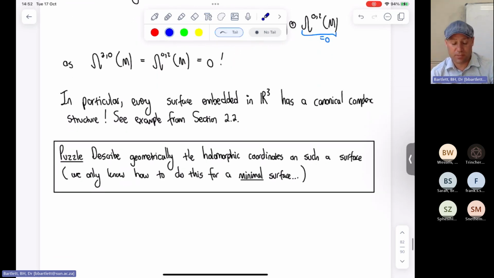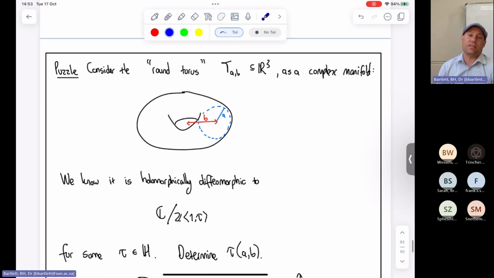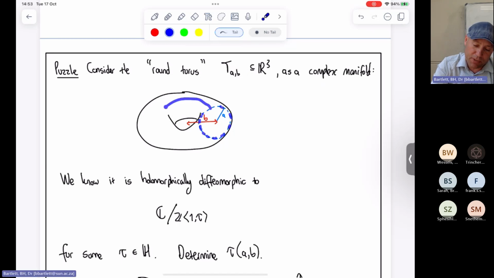And just to be more specific, consider the round torus in R3. That's my second favorite manifold after the 2-sphere. So the round torus T subscript A comma B has a circle of radius A that's being swept around another circle of radius B. Clearly B has to be bigger than A, else this doesn't make sense.